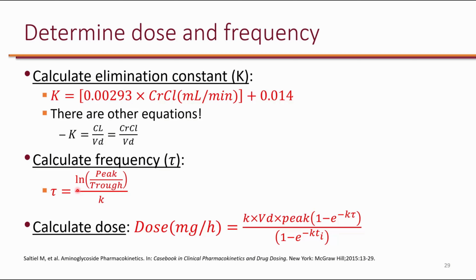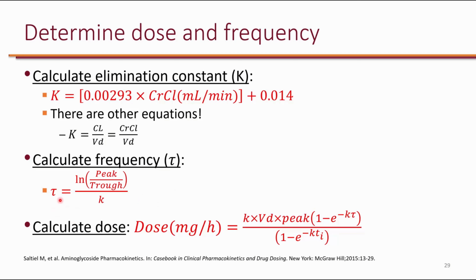And of course, then we want to round the tau to something realistic. Frequency should be every 24 hours, every 12 hours, every 8 hours, every 6 hours. So those are things that are regular. So you don't want to do something like every 5 hours or every 7 hours. That's going to make the schedule hard to follow, and it's going to make it very difficult for the nurses to administer the drug. So you want to use standardized frequency. So if you get a tau of 5, for example, you want to round it to the closest standard frequency, which would be 6.